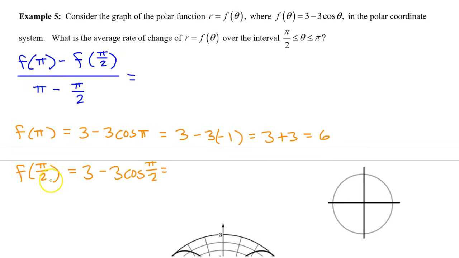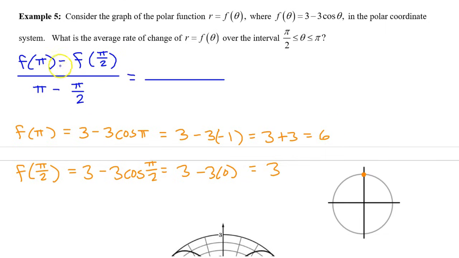Similarly, f at pi over 2 is equal to 3 minus 3 cosine of pi over 2. Pi over 2 is right here. Cosine is the x value, which is 0. So we get 3 minus 3 times 0. 3 minus 0 is 3, so f at pi over 2 is 3.